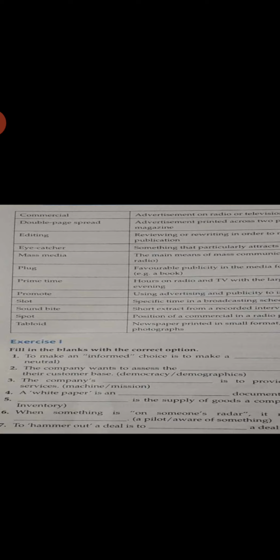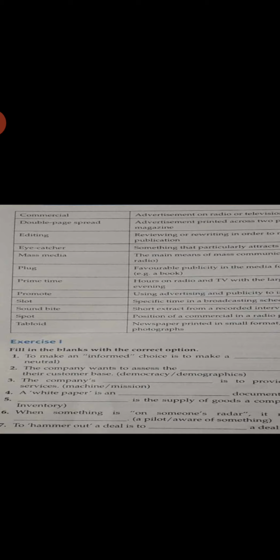Then tabloid. Tabloid is nothing but a newspaper printed in small format, usually with a lot of photographs. So, what is tabloid? Tabloid is nothing but a newspaper which is printed in a very small format and with a lot of photographs is called tabloid.